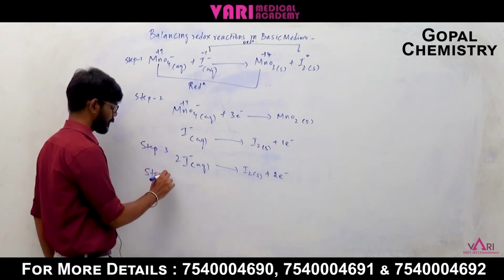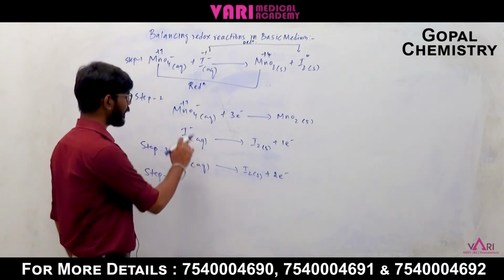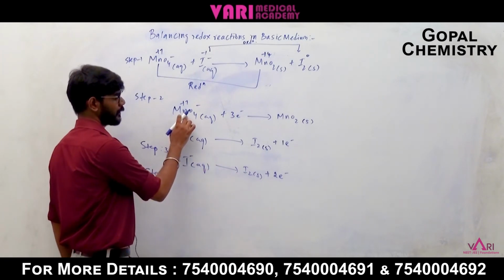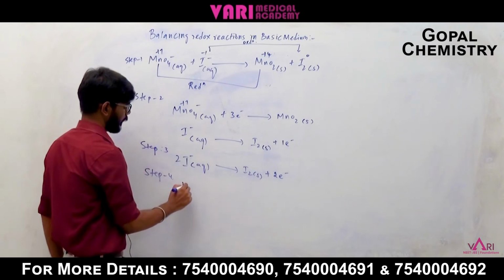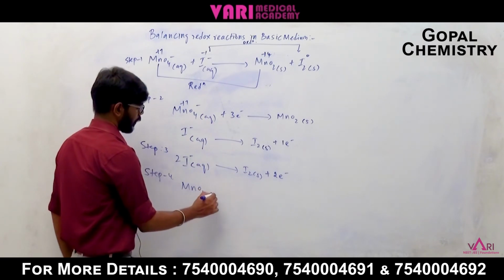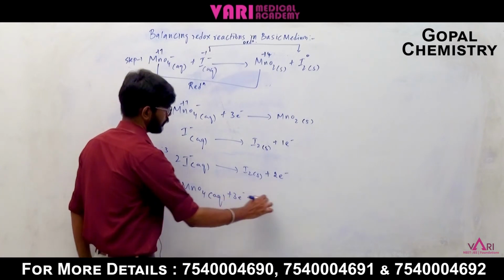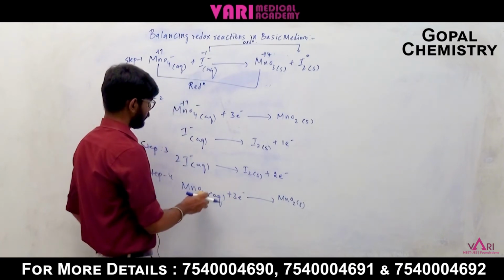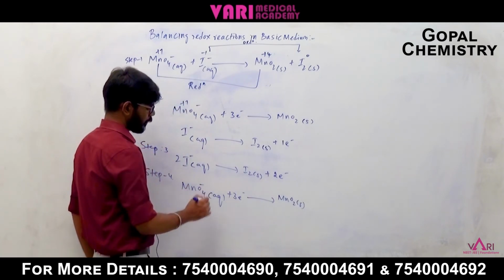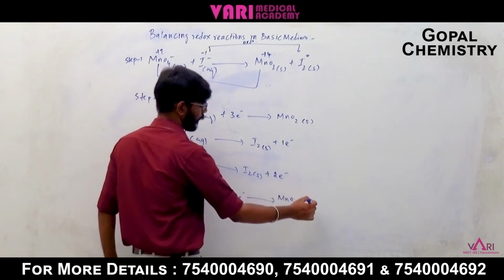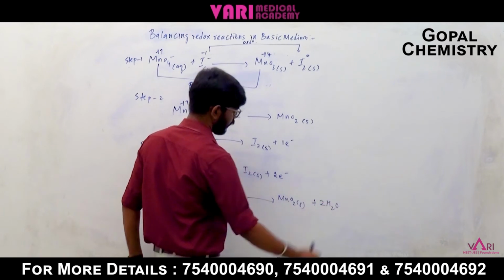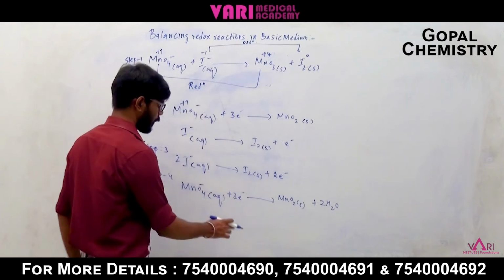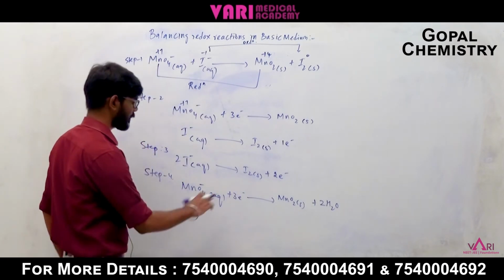And step 4 is nothing but we have to balance oxygen, right? In this reaction, the oxygens are there, so we have to balance. See, MnO4 minus aqueous plus 3 electrons gives MnO2 solid, right? Here in total we have 4 oxygen, here 2 oxygen is there, so we have to add 2 moles of water. So that's why we are balancing oxygen.